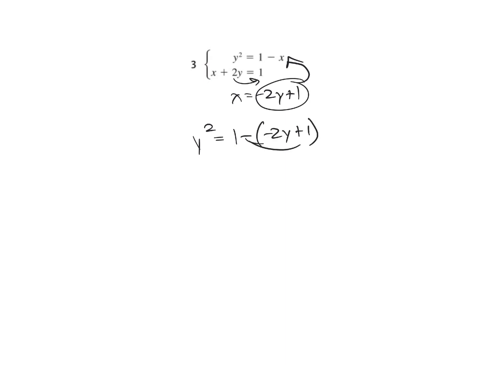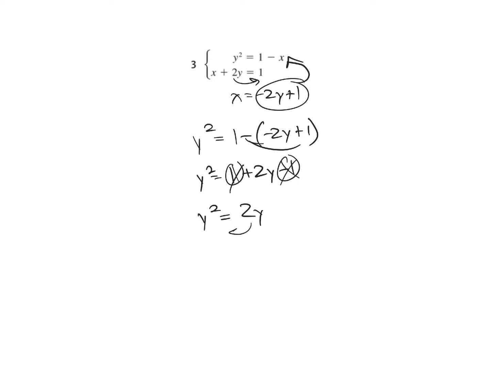Okay, again, I'm going to go ahead and solve this one. X equals negative 2y plus 1. And I'm going to substitute that in for x here. So y squared equals 1 minus negative 2y plus 1. So distribute the minus sign, I get y squared equals 1 plus 2y minus 1. 1 minus 1 is 0. So y squared equals 2y.